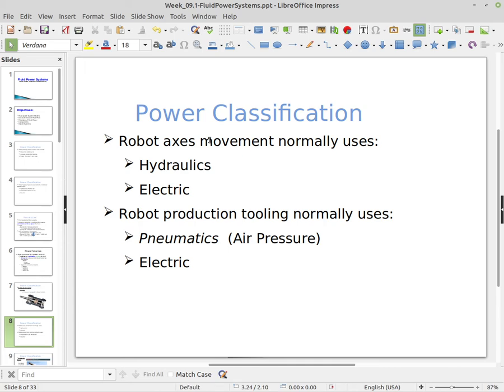So typically on our robot axes we use electric servo motors that we discussed before, unless the robot is really large trying to move very, very heavy loads. If we have to move very, very heavy loads, that's where hydraulics comes into play. For production tooling, we typically use pneumatics. Pneumatics is very common to activate grippers and other types of devices, but we can also use electric grippers, or welding, or those sorts of things would be activated a lot of times through electric.